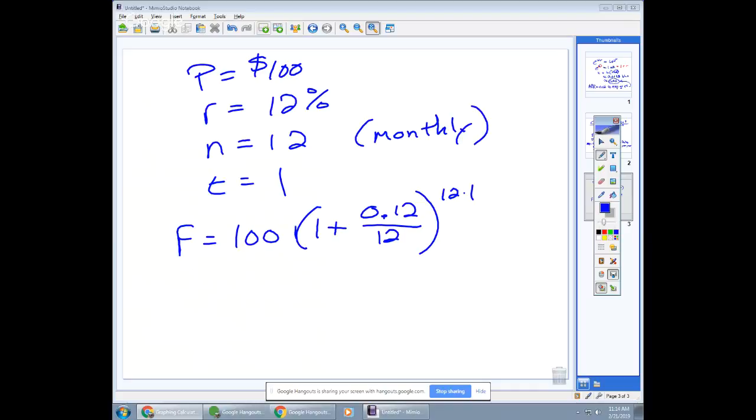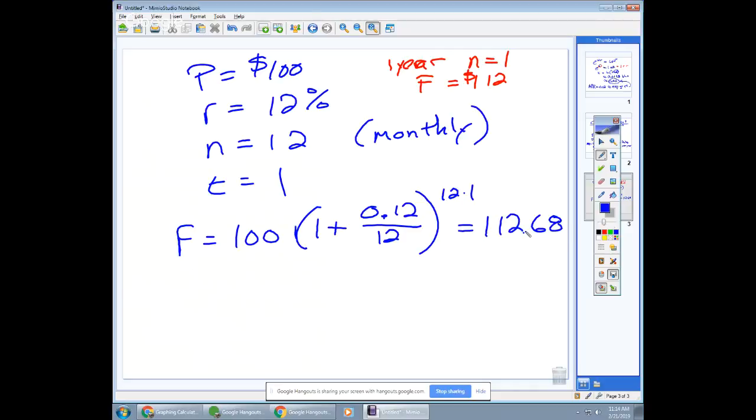Okay. So what about collecting interest every day? Shouldn't that be even better than every month? Yes. Let me make a note here. If I only collected interest once, for 1 year, no compounding, then I would get a future value of exactly $112, 12% added on. If I collect interest every month, then I end up with $112 and about 68 cents. Well, to do it every day, I just switch out the 12 with a 365, right?